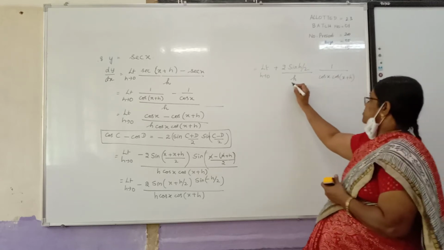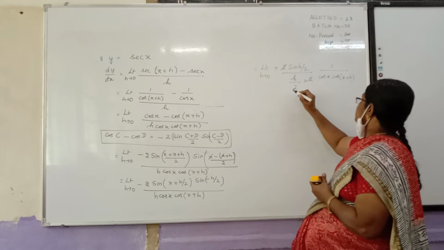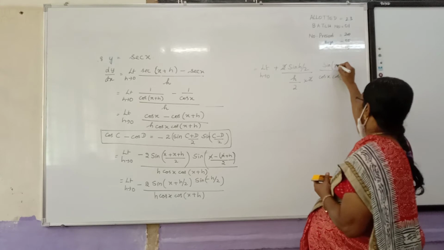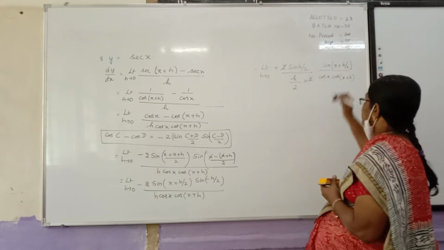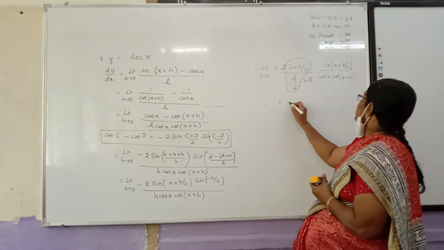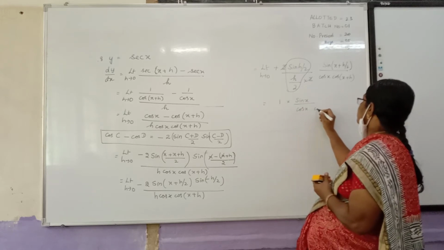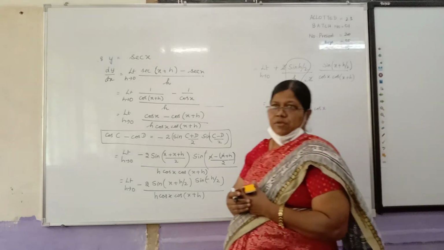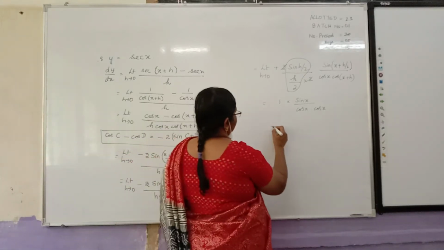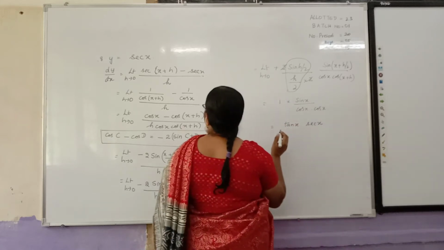Okay. So multiply and divide by 2, so this gets cancelled. Sine I will write sine of (x plus h) by 2. So this now becomes 1. This is 1 into sin x by cos x into cos x. When you apply the limit, h becomes 0. So I will get the answer tan x into secant x.